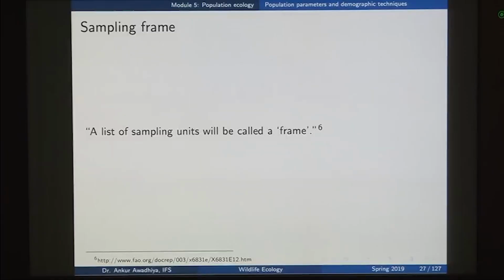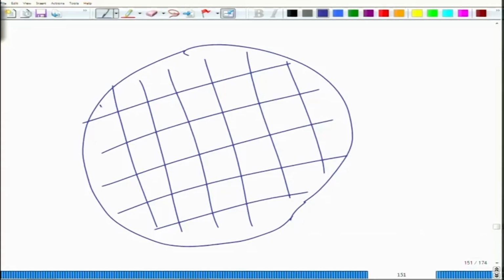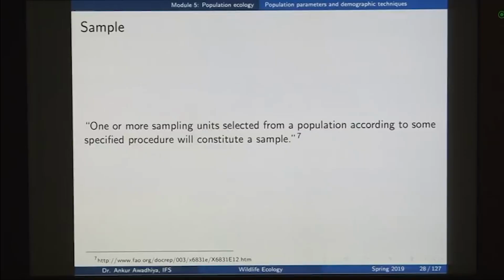A list of the sampling units is called a frame. So, in this case, if we say that we have all these grids 1, 2, 3, 4, 5, 6, 7, 8, 9, 10, 11, 12, 13 and so on. When we make a list of all of these, then we call it a sampling frame, and from this sampling frame we pick up a sample.